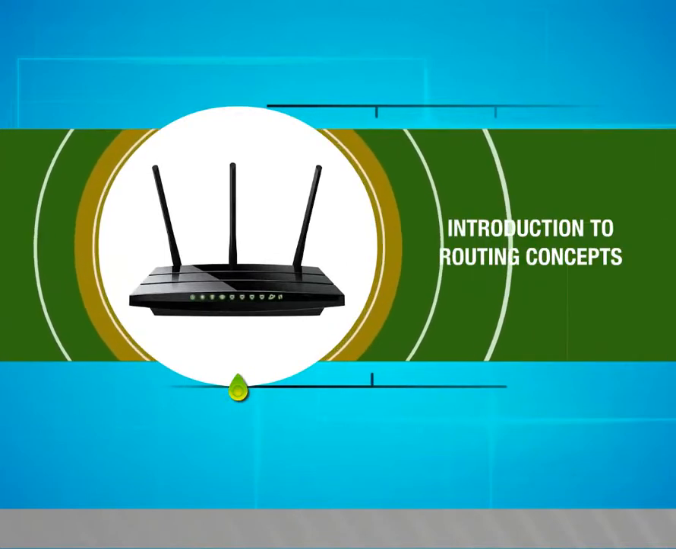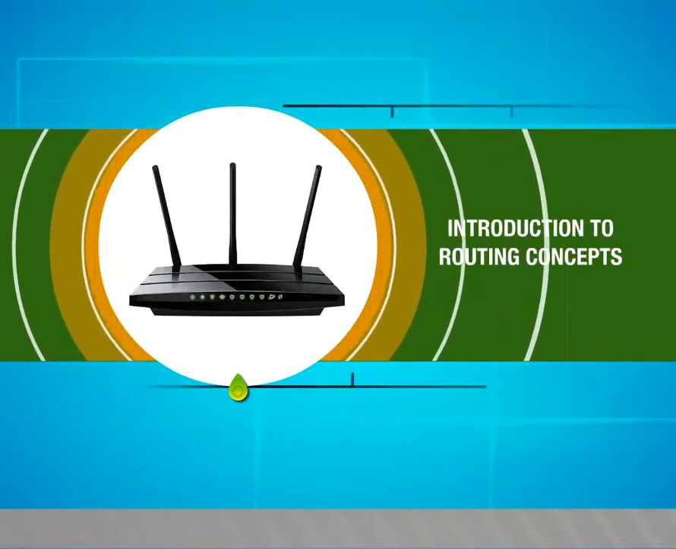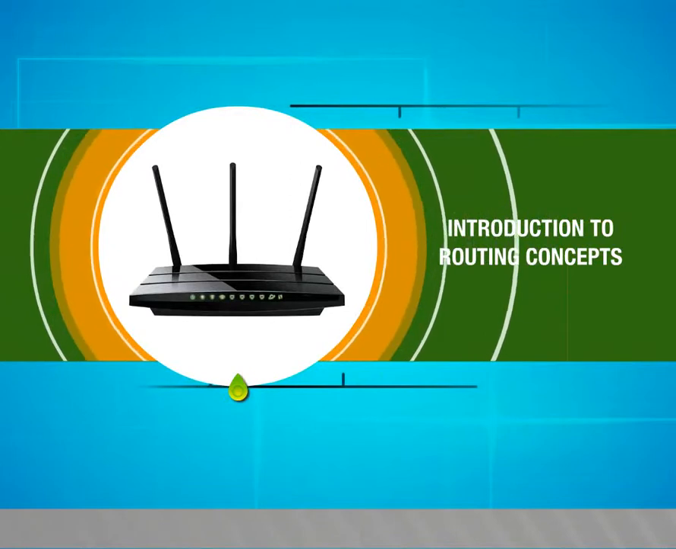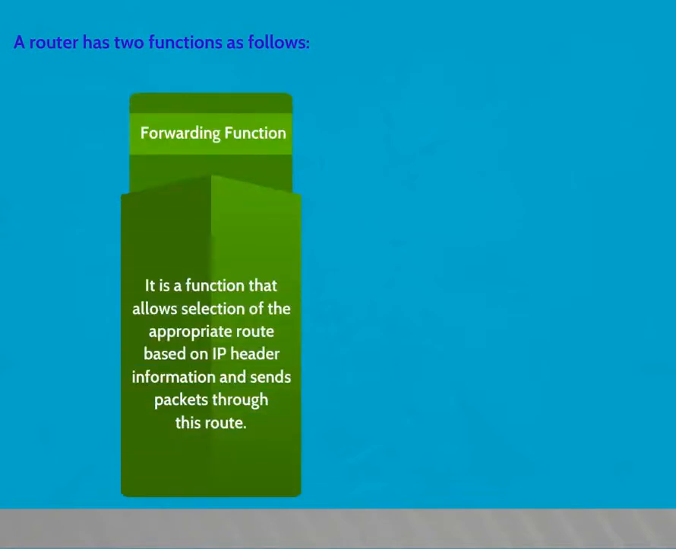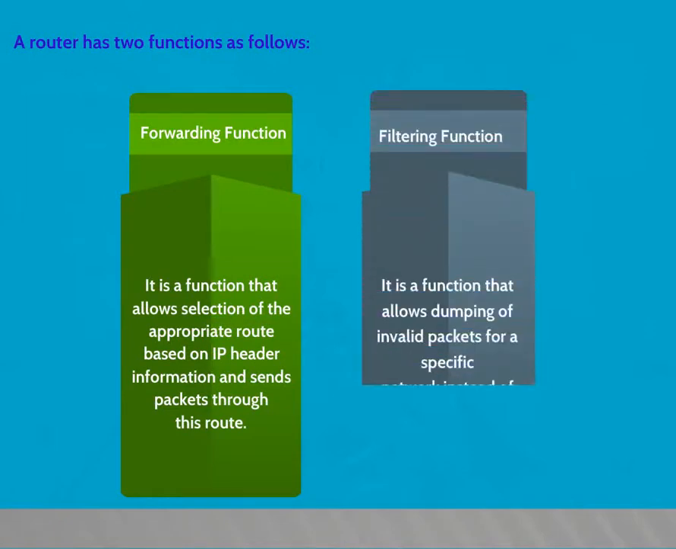Introduction to routing concepts. In this video, we are going to see about introduction to routing concepts. A router has two functions as follows. Forwarding function. It is a function that allows selection of the appropriate route based on IP header information and sends packets through this route. Filtering function. It is a function that allows dumping of invalid packets for a specific network instead of forwarding.